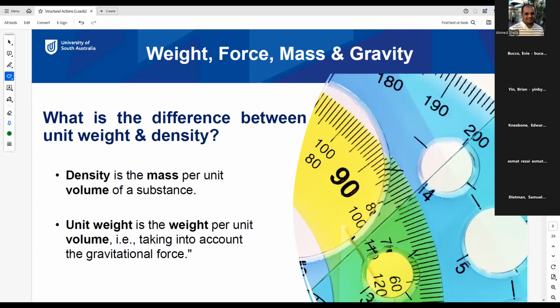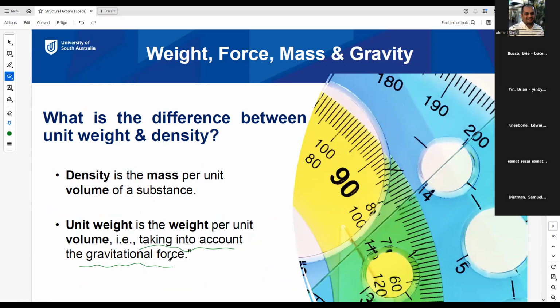And here is again a summary of the differences between unit weight and density. The density is the mass per unit volume of a substance. The unit weight is the weight per unit volume, which means taking into account the gravitational force.